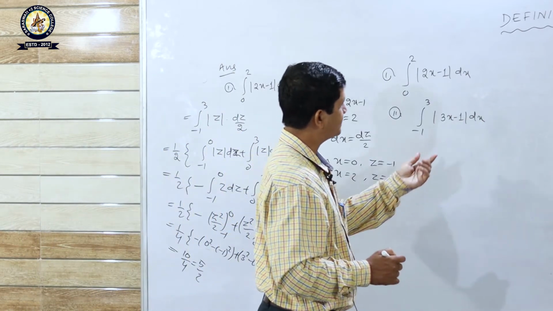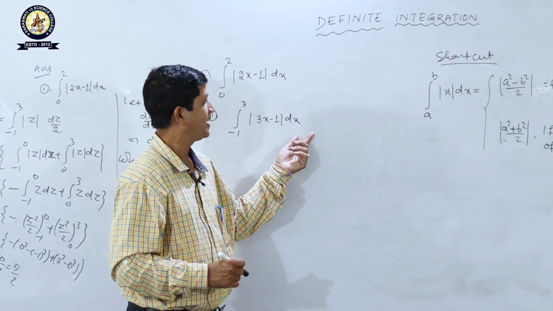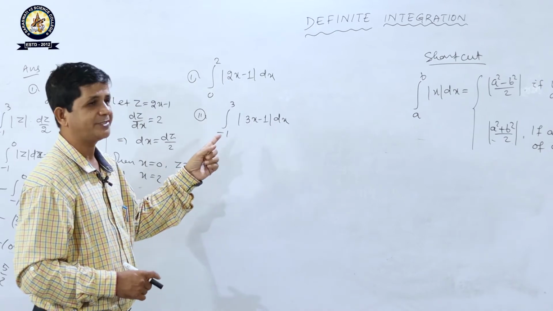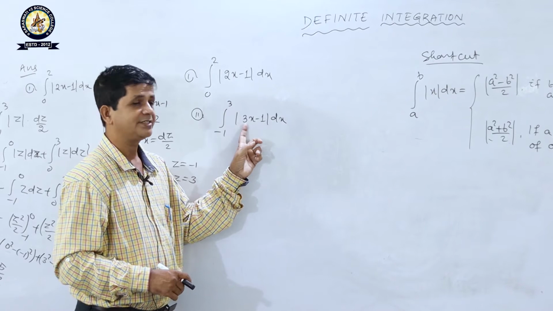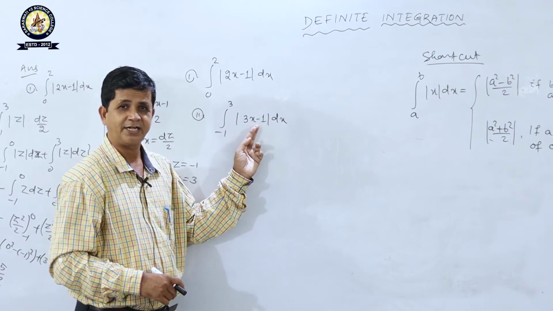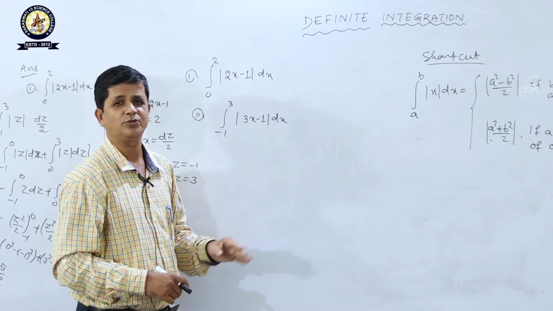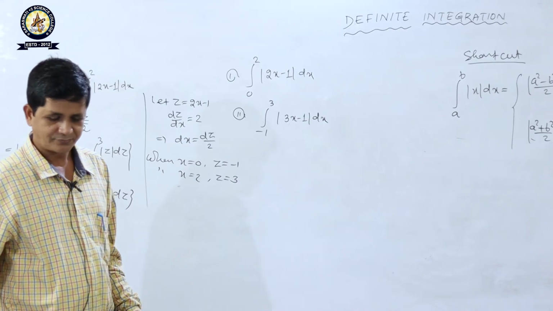Similarly, you take 3x minus 1 as z and dx will be dz by 3, right? And similarly, the upper and lower limits will be changed. When x is minus 1, z is minus 4. When x is 3, z is 8. So it is minus 4 to 8 of mod of z into dz by 3. You continue in this way to solve the problem. Right.